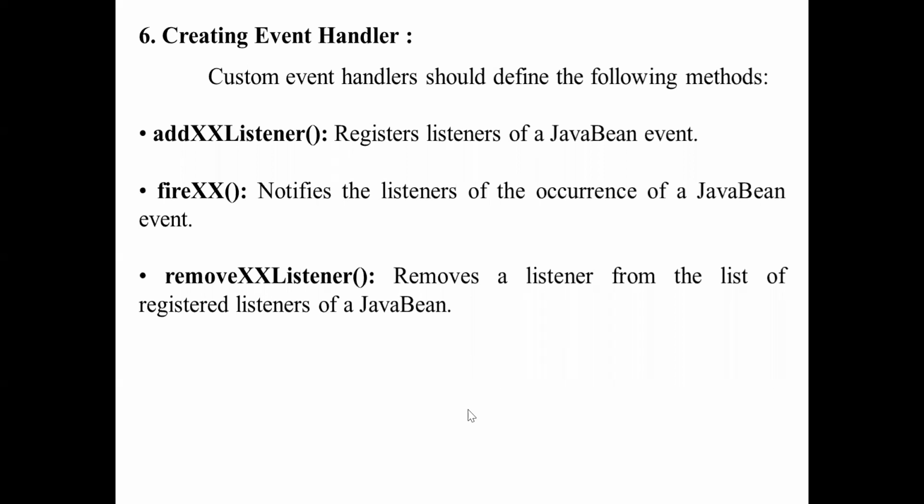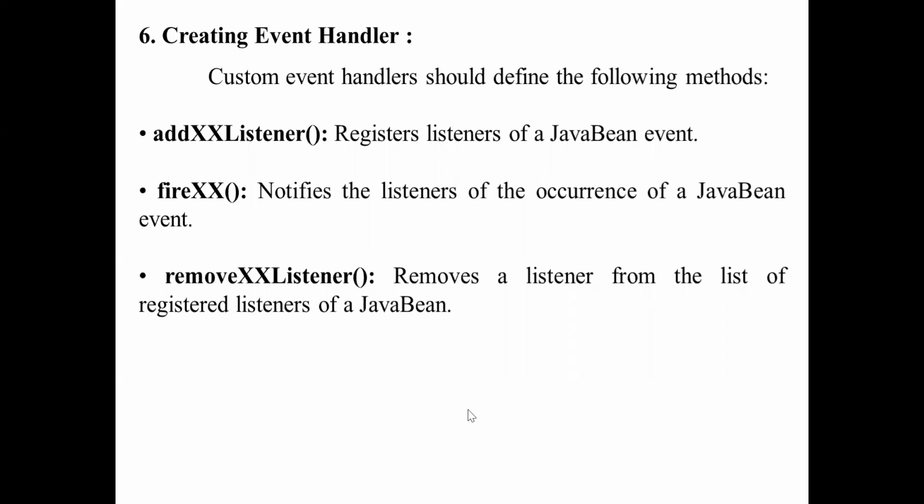addXXListener means we can register a listener for the Java Bean event. First, we have to register. Second, we can notify. And the third is you can remove. So this is the flow of creating the event handler. First, add to register, and notify how many types of occurrence will arise in the Java Beans event. And the third, you can just remove.